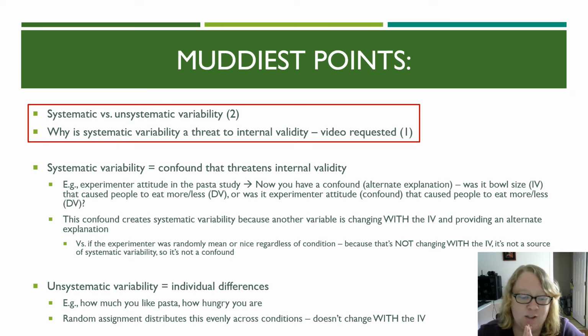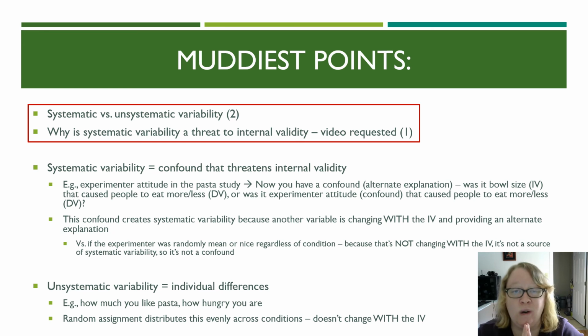So that could be like experimenter attitude in that pasta study example from earlier in the recap video. So you have a confound, an alternate explanation, because you don't know whether it's bowl size, the IV, that's causing people to eat more or less, or whether it's experimenter attitude, the confound, that's causing people to eat more or less. And that's because the confound is creating systematic variability because another variable is changing with the IV and providing an alternate explanation. That's the problem with systematic variability.